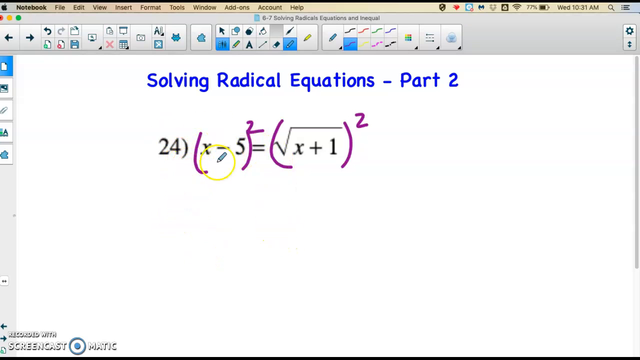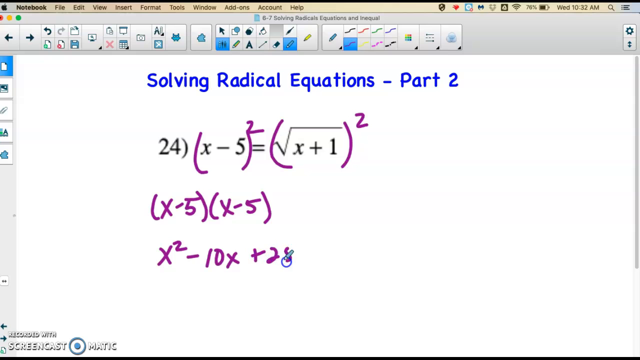So what happens when you have a binomial squared? What do you have to do? FOIL. Yes, I knew you would remember that. Good work. So when we FOIL this, remember we have to write this out twice. Because remember back in the day when you just said, oh, is it x squared plus 25? No, no, no, we've got to FOIL. So when we FOIL it, it ends up being x squared minus 10x plus 25 equals x plus 1.